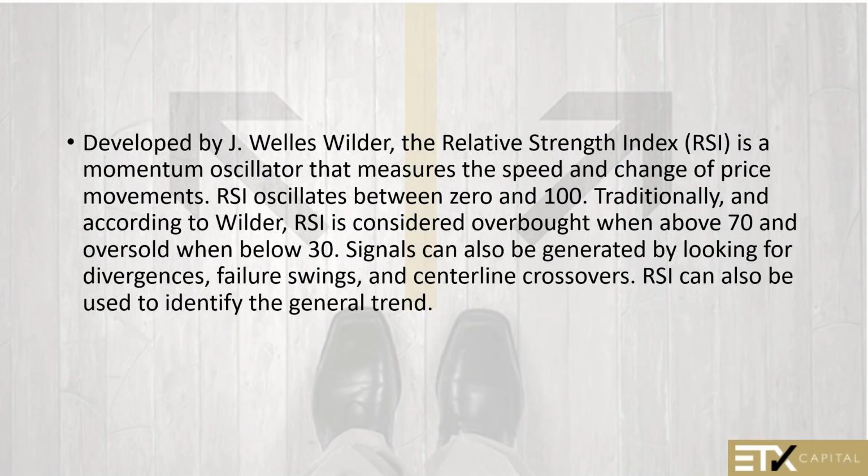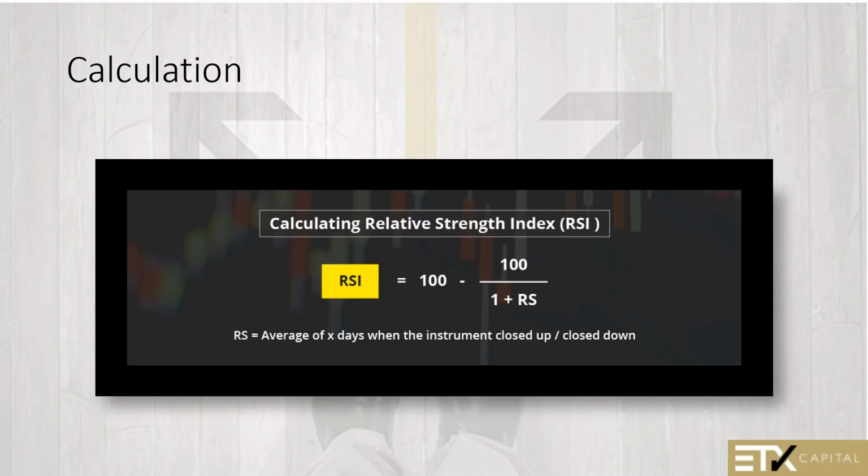Now, signals can be generated by looking for divergences, failure swings, and center line crossovers. RSI can also be used to identify the general trend. So before we talk about the calculation, let me pop one up on a chart, and we're going to look at what this is so you know what we're talking about.